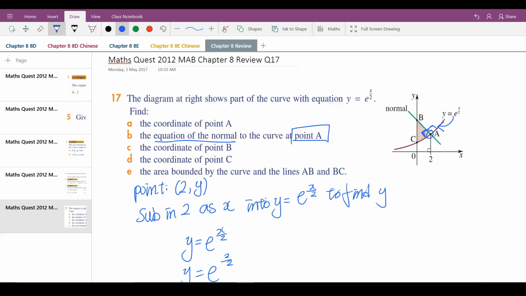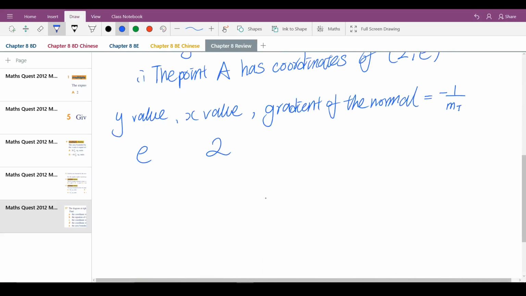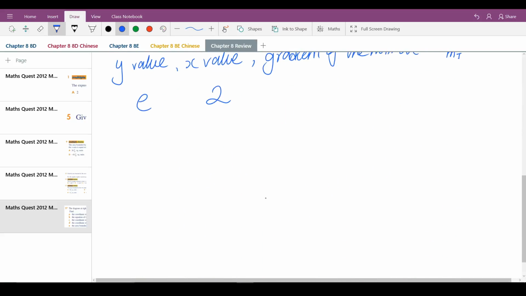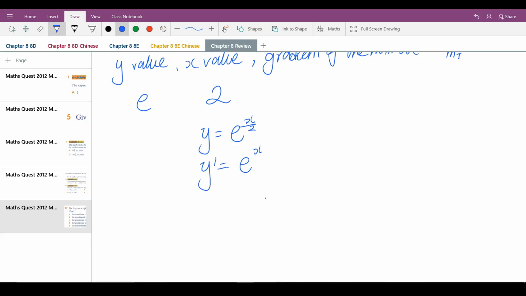So to find the gradient of our y function, all we have to do is differentiate it. So y is equal to e to the power of x over 2, and y dash is just e to the power of x over 2. This one stays the same, multiplied by the derivative of the exponent, which is 1 over 2. That gives you e to the power of x over 2, all over 2.